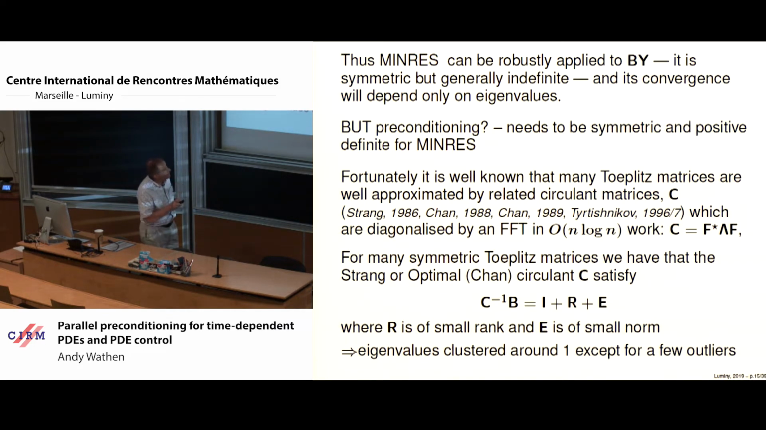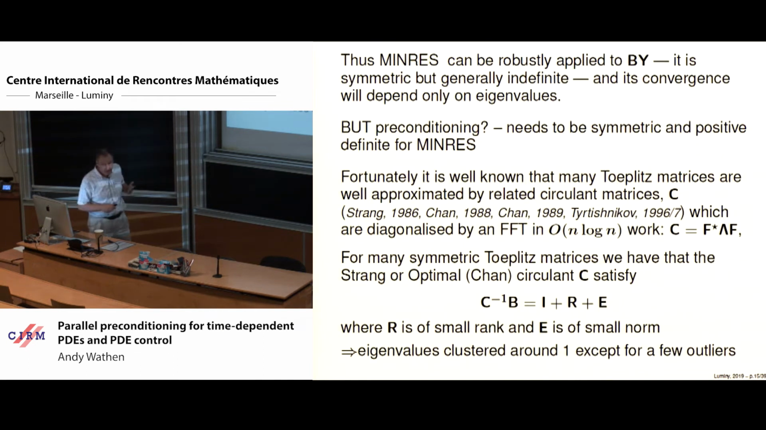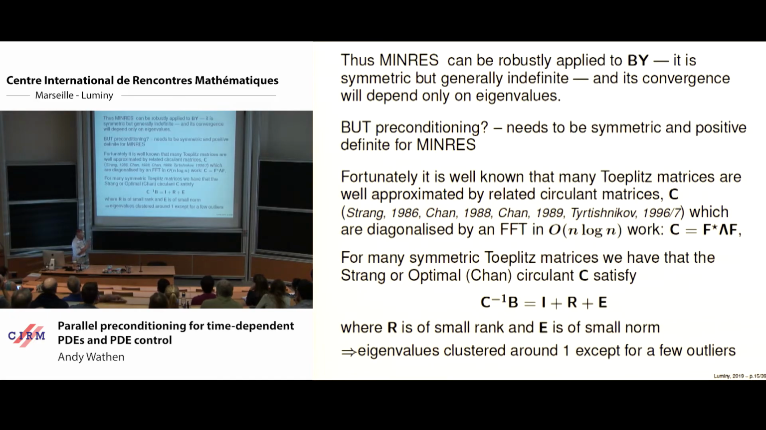So the convergence of MinRes will depend only on the eigenvalues. And this matrix is called the Hankel matrix. And Hankel matrices are well known to be really nasty matrices, right? So the eigenvalues are really badly distributed. So we have to precondition these matrices if we want to solve these things, and so this preconditioning has to be symmetric and positive definite for a self-adjoint problem in order to preserve the self-adjointness.